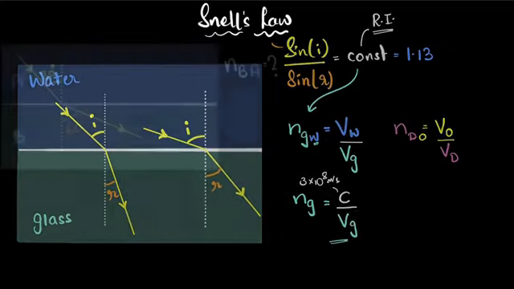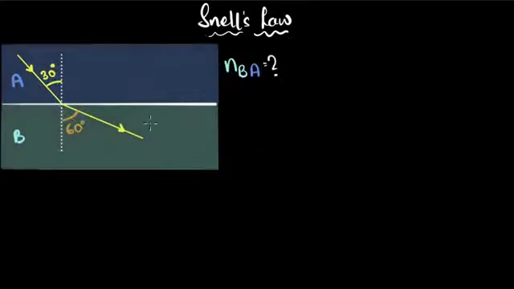Okay, now let's quickly check our understanding. Suppose I'm given that a ray of light is incident at an angle of 30 degrees, and undergoes refraction at an angle of 60 degrees into another medium. We're asked to calculate the refractive index of medium B with respect to medium A. Can you try and figure this out using Snell's law?